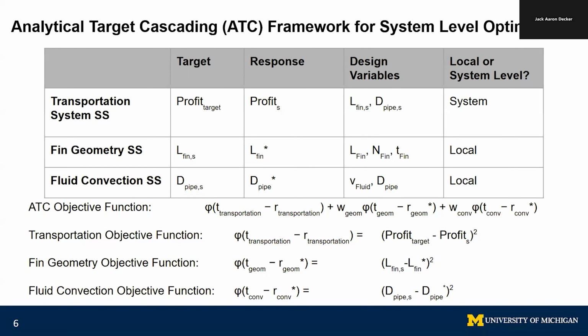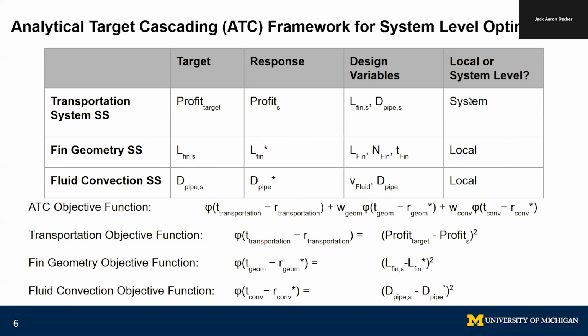Design variables are going to be L-fin and D-pipe, which are outputs from the lower two subsystems, which have local design variables, L-fin, N-fin, T-fin, V-fluid, and D-pipe. And our response to that is categorized here by this L-fin star and D-pipe star. And our design variables up top are for the whole system.